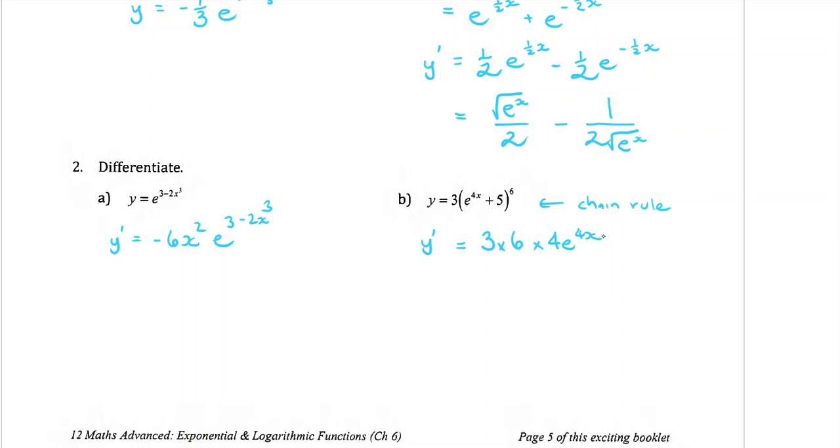Okay, so that's the derivative of the bracket. Then you keep the bracket, which is e to the 4x plus 5, and subtract 1 from the power, so it becomes a power of 5. Do you remember it now? It's just weird with exponentials in there, but we've done this plenty of times before.